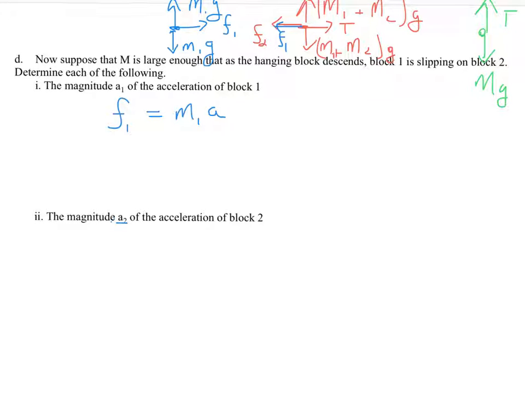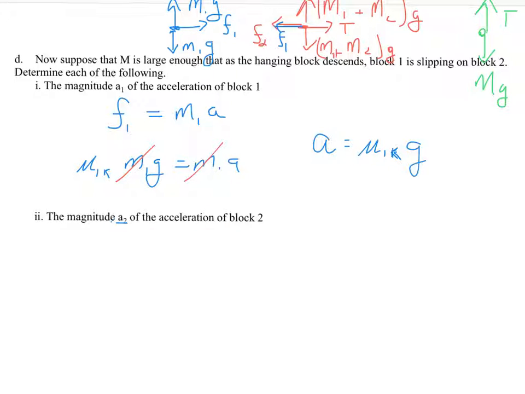Since the frictional force is the only thing causing this mass to accelerate, that frictional force is equal to mu 1k times the normal force acting on it, which is m1g. That's going to equal m1a. You can see that the m's cancel, and we're left with the acceleration equal to mu 1k times g. That's it. So that's not too bad.